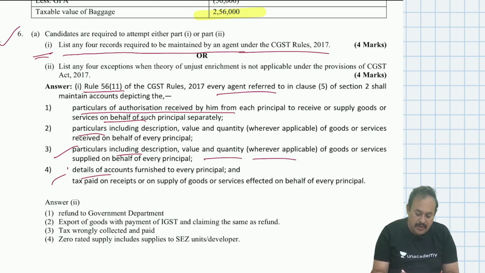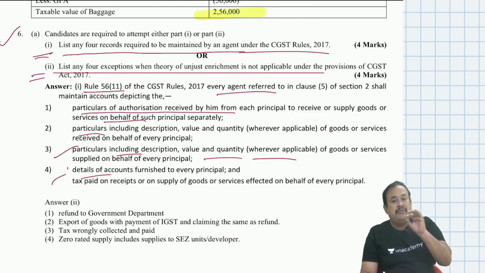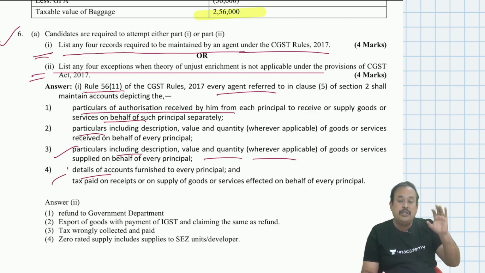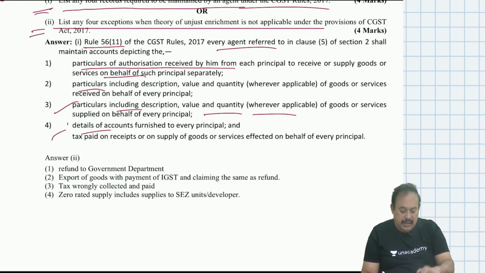Further, my dear friends, point number 2, list any 4 exceptions when the theory of unjust enrichment is not applicable. Sir, whenever you go for a refund, it is subject to unjust enrichment, meaning you should not get double benefits. What are the cases where exceptions are given from unjust enrichment? Refund to government departments, the doctrine of unjust enrichment principle is not applicable. Export of goods without payment of IGST and claiming the same refund will be granted the refund to them.